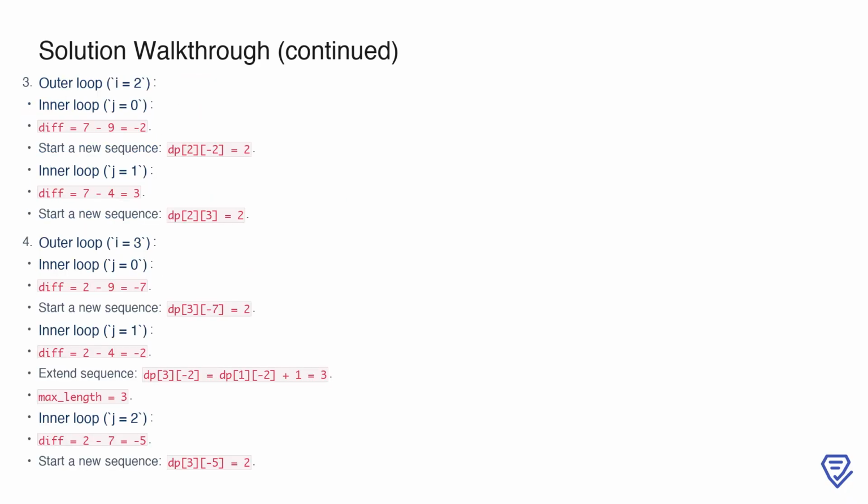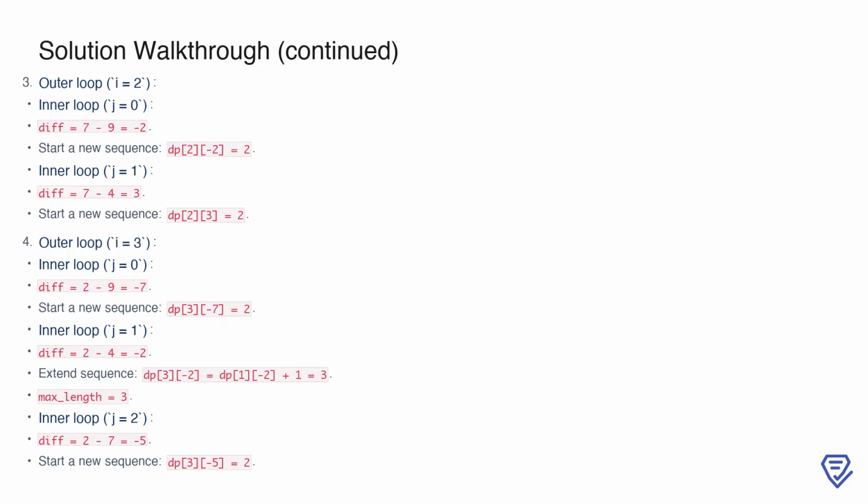For i equals 2, we calculate differences with previous indices. With j equals 0, the difference between nums[2] and nums[0] is -2. As this difference is not in dp[0], we start a new sequence, dp[2][-2] equals 2. Then, with j equals 1, the difference is 3. Since it's not in dp[1], we start another new sequence, dp[2][3] equals 2.